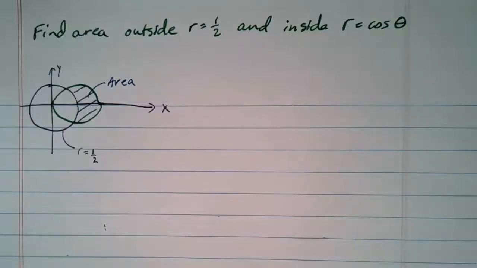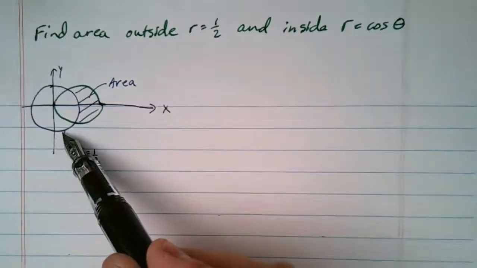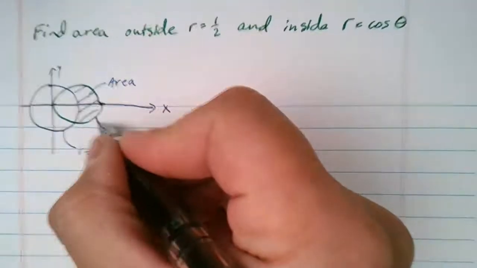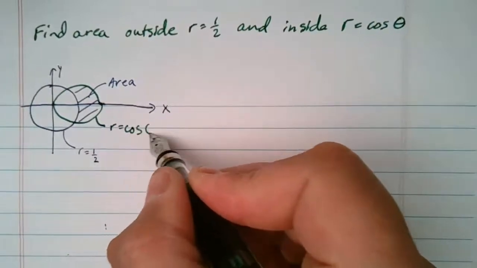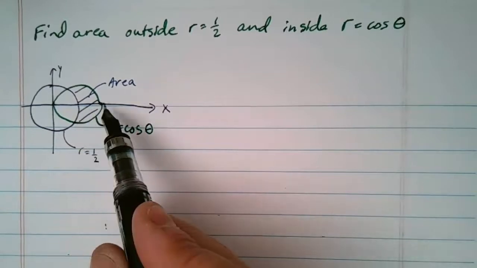Alright guys, so we're back with a couple more applications here. I want to find the area outside r equals 1/2 and inside r equals cosine theta. So I've gone ahead and graphed these. This circle here is r equals 1/2 and this circle here is r equals cosine theta. Okay? And the area I'm looking for is between that line and that line.